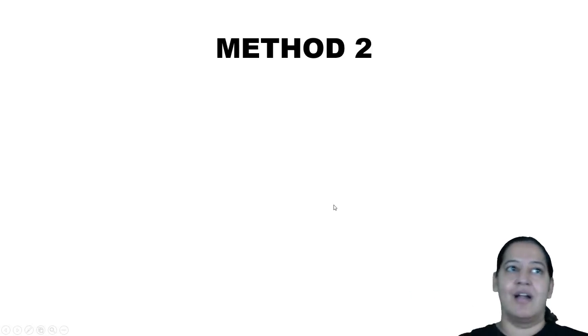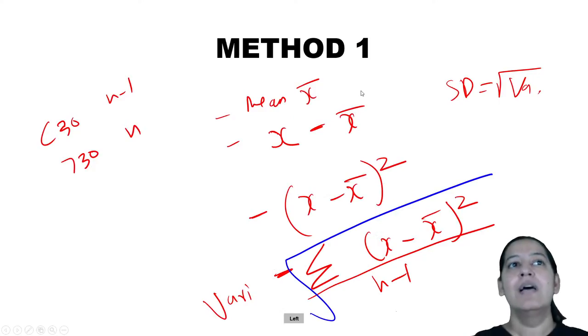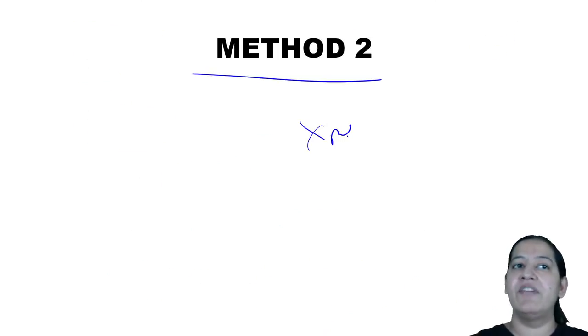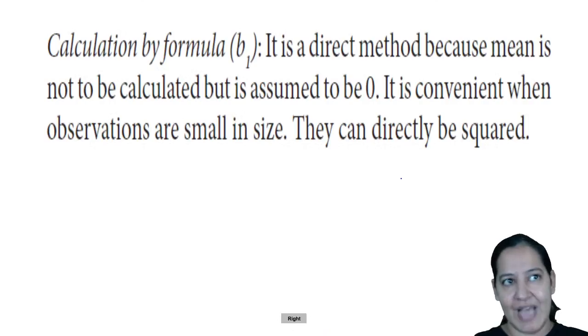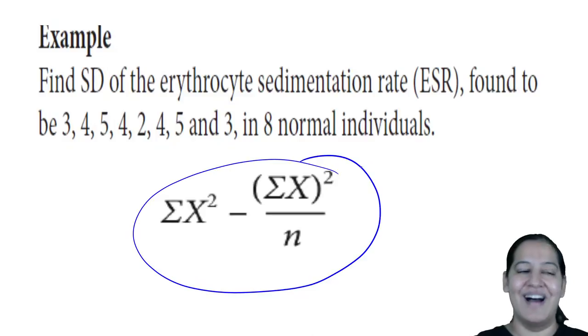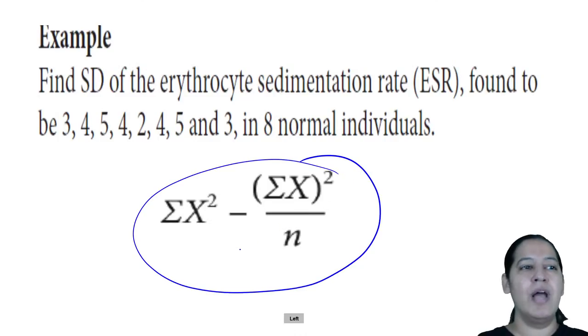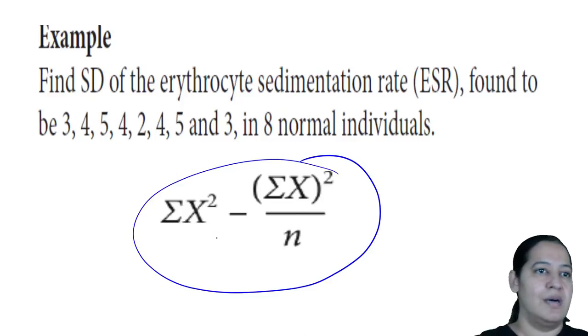In the first method, you have to calculate the mean. The first step was calculating the mean. Here, there is no need to calculate the mean. Without calculating the mean, we can do it. So let me tell you, this is the formula here. Okay, let me explain this formula.